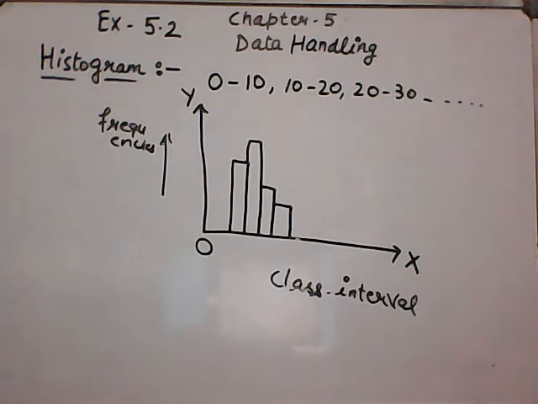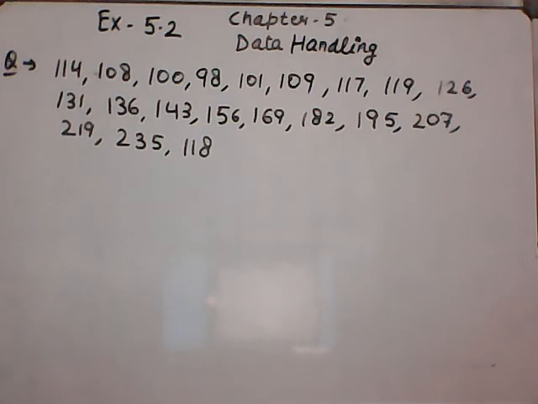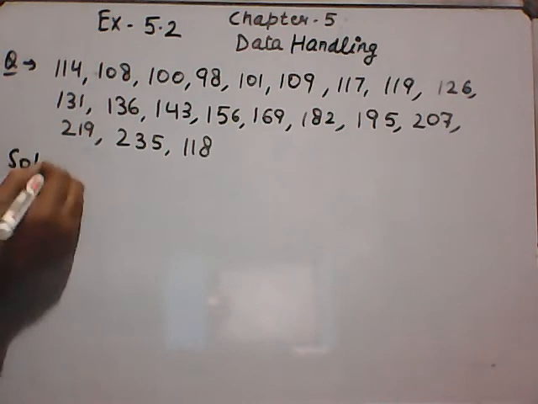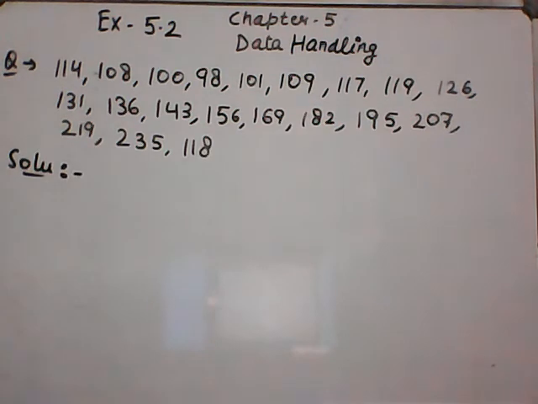Let's start exercise 5.2. In this question, there is a sample of 20 persons. The amount of money, in thousands of rupees, with each was found to be as follows: 114, 108, 100, 98 and so on. These are the sample of 20 persons. You have to draw a histogram of the grouped frequency distribution table, taking one of the class intervals as 50 to 100.